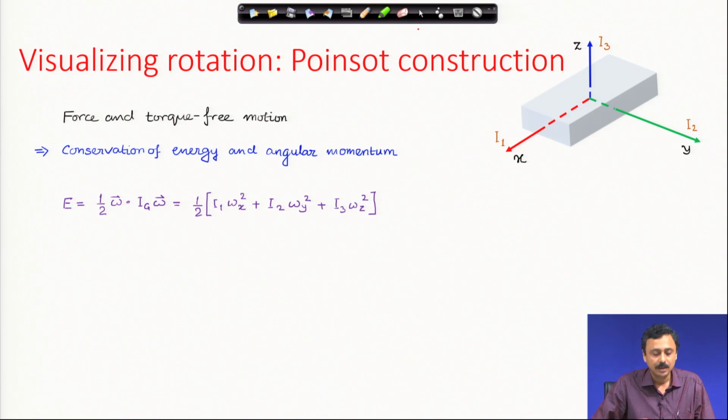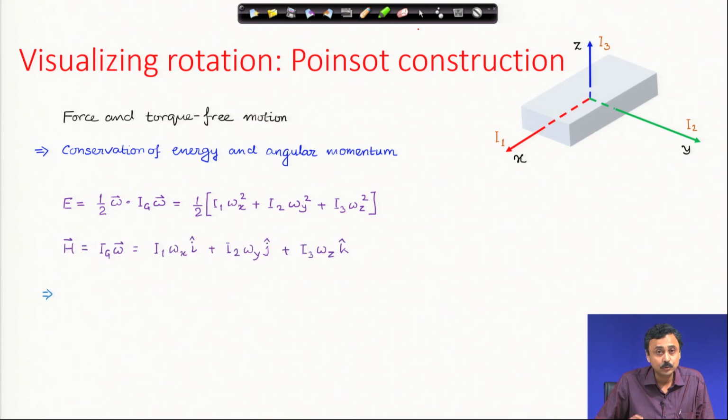Energy is half omega dot I omega, we know everything. The moment of inertia tensor is diagonal, because we are considering this frame as the principal body fixed frame, and omega x, omega y, omega z are the 3 components of the angular velocity. This is the energy, and this is going to be a constant scalar. Angular momentum is given by the moment of inertia tensor times the angular velocity, it is a vector quantity: I1 omega x i cap plus I2 omega y j cap plus I3 omega z k cap.